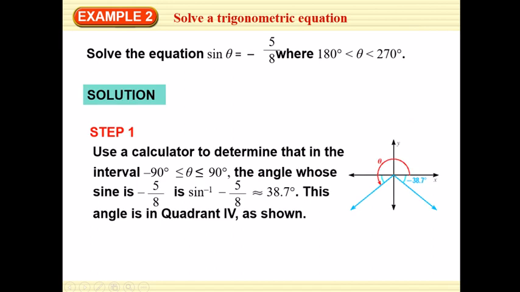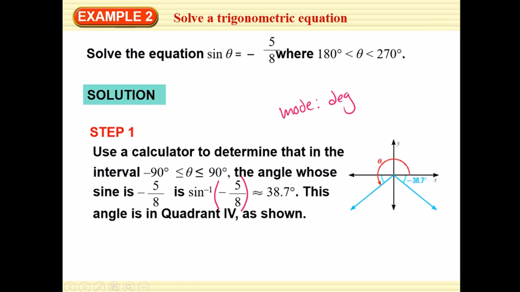So looking at what they do, use a calculator to determine that in the interval between -90 and 90 degrees, the angles whose sine is -5/8. So what I need to do is type this into my calculator, sine inverse of -5/8, and make sure to use your parentheses there. That is going to give me approximately -38.7 degrees. Make sure that your mode is in degrees, degree mode. And this angle is in quadrant 4.